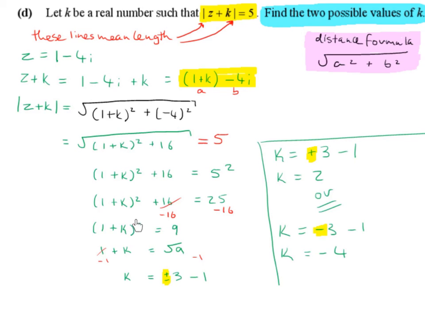We're going to get rid of the squared part next by bringing it over the other side, and it becomes square root. So you get 1 plus k is equal to the square root of 9. And then we're going to minus 1 from both sides to get rid of that plus 1 to get the k on its own. The square root of 9 is plus or minus 3. And we have plus or minus 3 minus 1. So we've got two values of k. We've got plus 3 minus 1, which is equal to 2. Or we've got minus 3 minus 1, which is equal to minus 4. So the two possible values of k are 2 or minus 4.